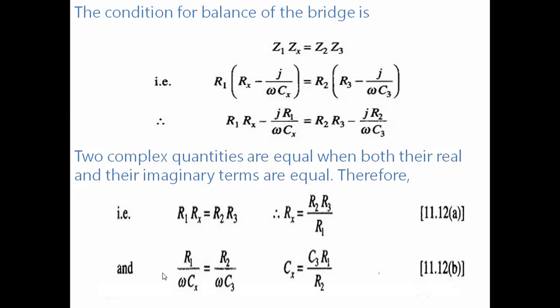So from this we will get the Cx. Cx is equals to C3 into R1 by R2. Here Cx is the unknown capacitance value and Rx is the unknown resistance value. It is nothing but a small leakage resistance in the capacitance. We can measure the unknown resistance and capacitance. We can measure the unknown capacitance by comparing with the known capacitance values. Here C3 is the known capacitance value.